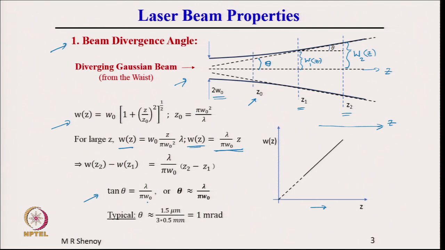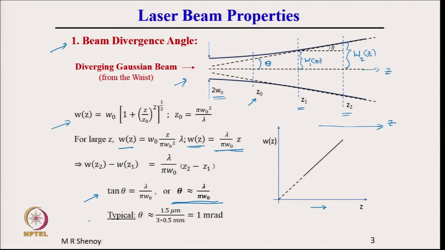Generally, this is of the order of hundreds of micron to 1 millimeter, and therefore, tan theta is much less than 1, is very small, and therefore, tan theta is nearly equal to theta, and theta can be approximated as lambda by pi W0. So, this is the divergence angle theta. The divergence angle theta of a Gaussian is given by this formula, lambda divided by pi W0, where W0 is the spot size at the waist.